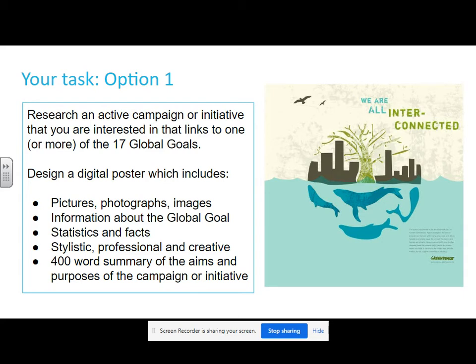Now, try not to think, okay, I've just got to do it about the environment. There are also the social and economic factors that you can look into as well. Please, I'm encouraging you to choose something that you are interested in here. Okay, out of those 17 global goals, which one strikes your interest? What campaigns can you find out about?